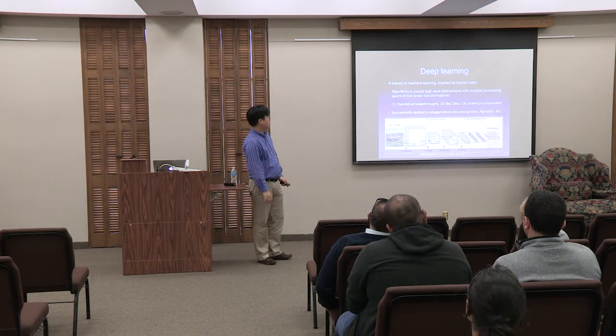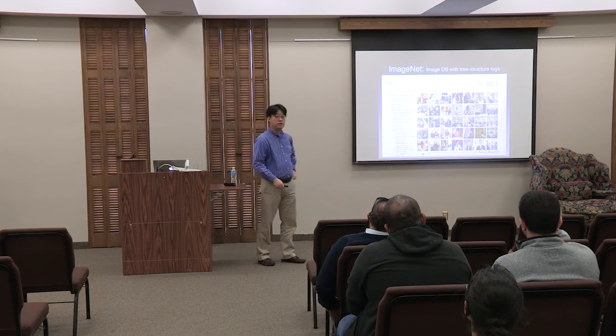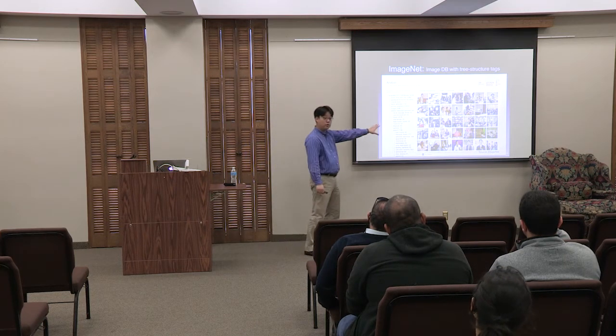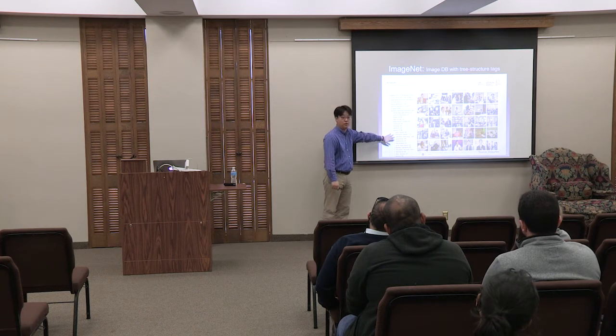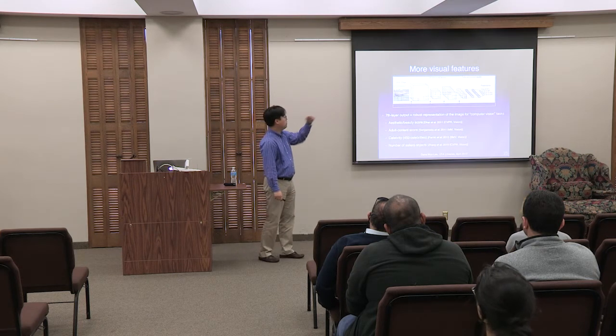Okay, so how do we train this model? There's a project called ImageNet. This is from Stanford University. They have a lot of photos, and these are the tags associated with them. So this is like the training data set for the neural network, to train the model.